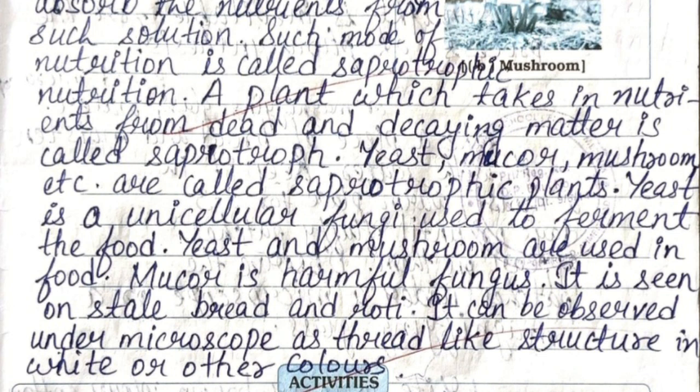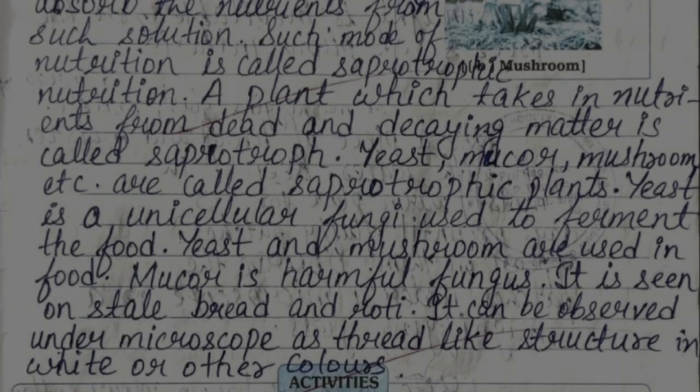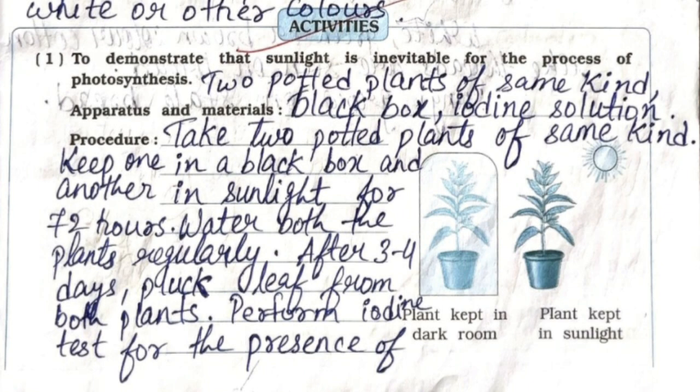Yeast is a unicellular fungus used to ferment the food. Yeast and mushroom are used in food. Mucor is a harmful fungus. It is seen on stale bread and roti. It can be observed under a microscope as thread-like structures in white or other colors. Now we'll see the activities.